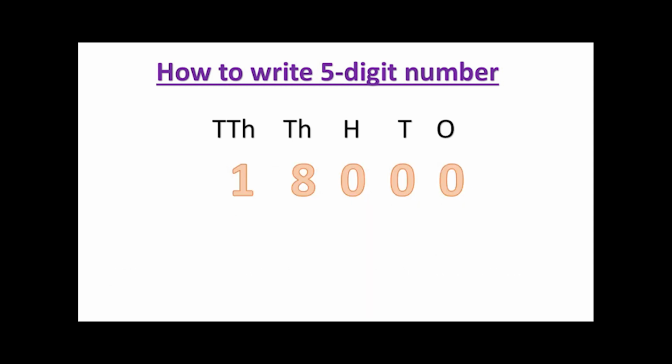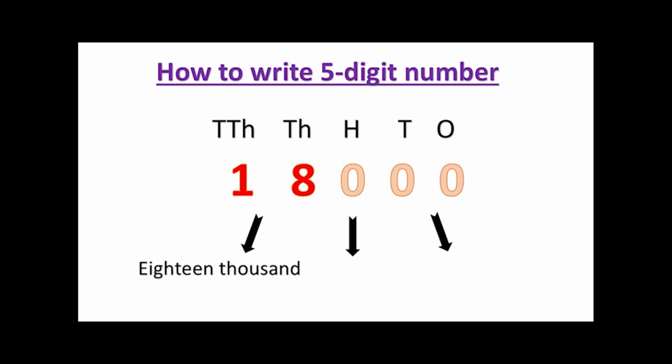Now, what about this number? How can I name this? Or how do I write it in words? It's a 5-digit number. Yes, 1 is in the 10,000s place, 8 is in the thousands place, and all the other digits are 0. So first I divided it into 2 digits, 1 digit, 2 digits.